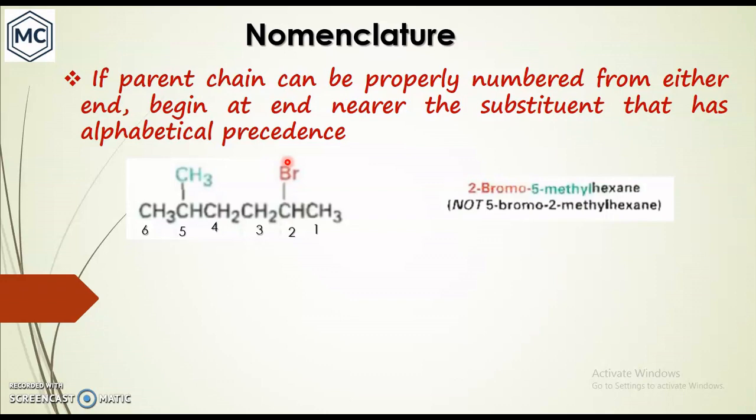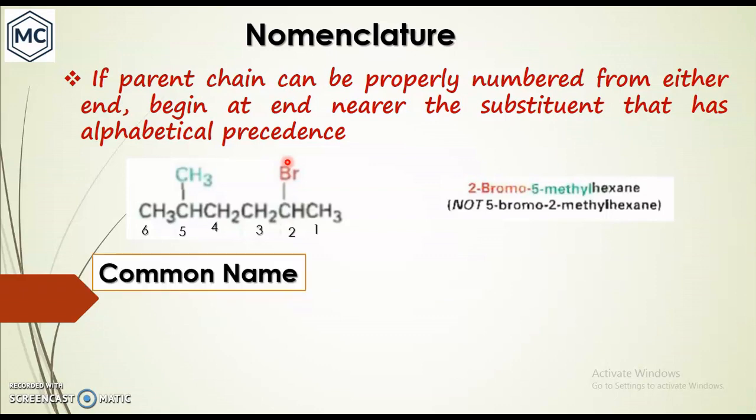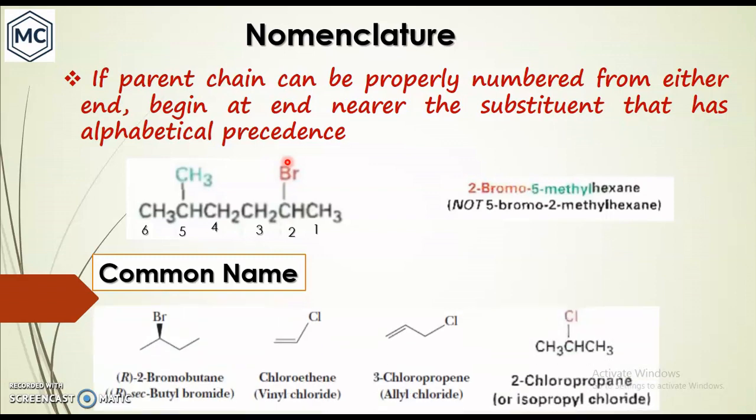2-bromo-5-methylhexane, not 5-bromo-2-methylhexane. Okay, so that's about nomenclature. Next one, common name. For example, this is the IUPAC name, 2-bromobutane. So the common name of this compound is secondary butyl bromide.